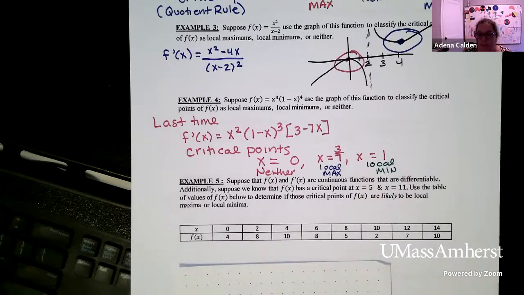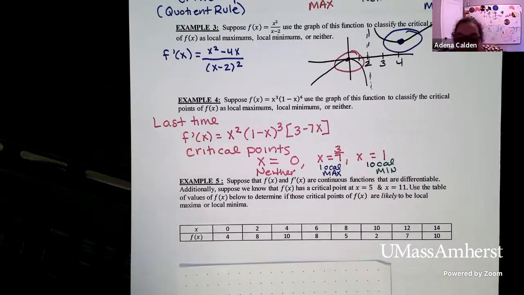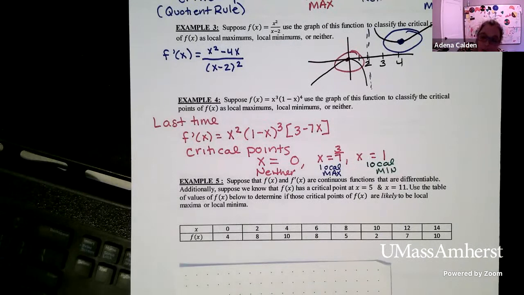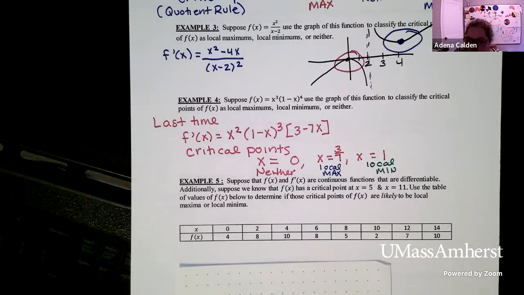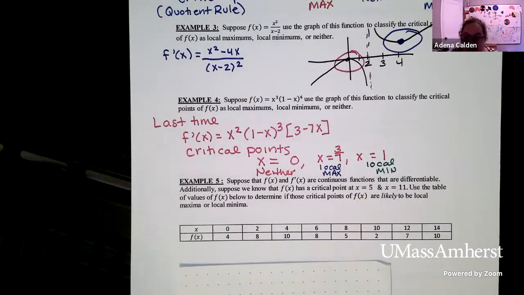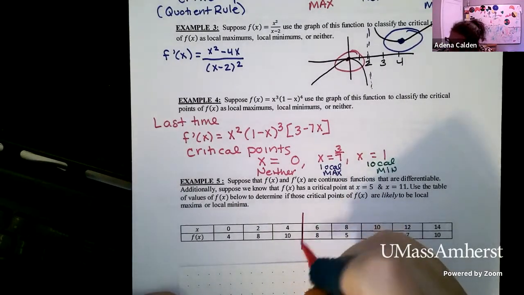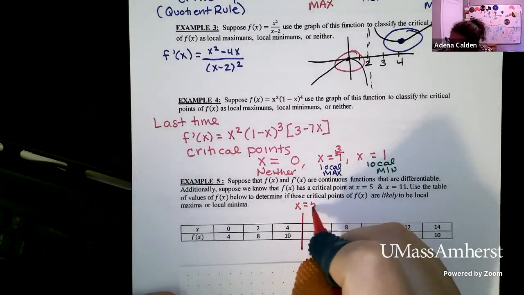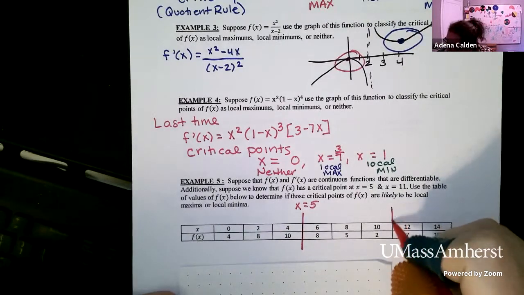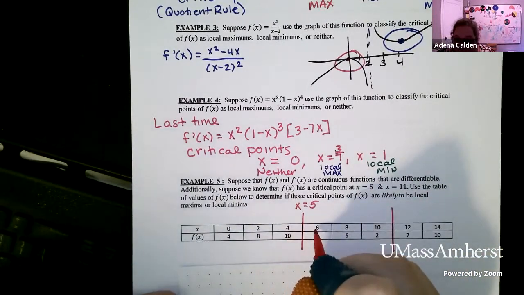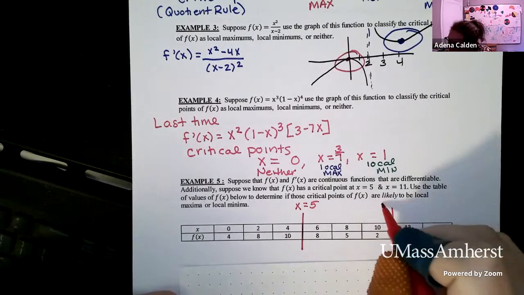Okay, so we want to mark where our critical points are. We know that they're going to happen at x equals 5 and x equals 11. But what we see on this chart is that 5 and 11 are not points that are labeled. So we kind of have to put them in roughly where they will be, right? So 5 will be between 4 and 6, and then 11 will be between 10 and 12.